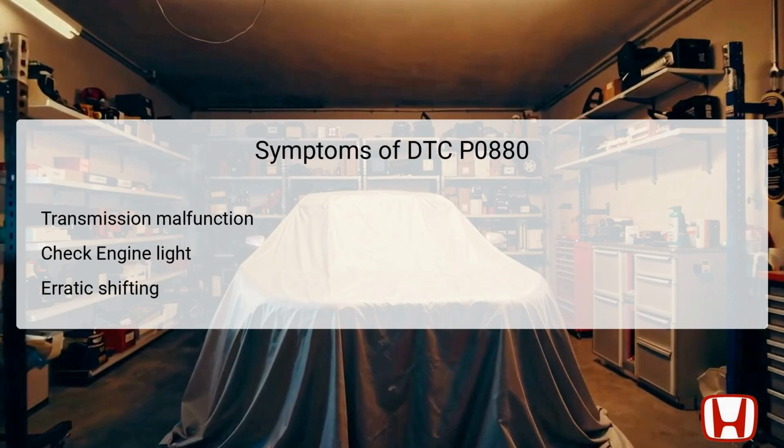When experiencing DTC P0880, several symptoms may manifest within the vehicle's performance. A notable symptom is the occurrence of transmission malfunctions, which can inhibit the driver's ability to operate the vehicle smoothly. Additionally, the illumination of the check engine light, CEL, is a strong indicator that there is an underlying issue requiring attention. Drivers may also notice erratic shifting behavior, where gears might shift unexpectedly or not shift at all due to inconsistencies in the TCM's communication with the transmission.